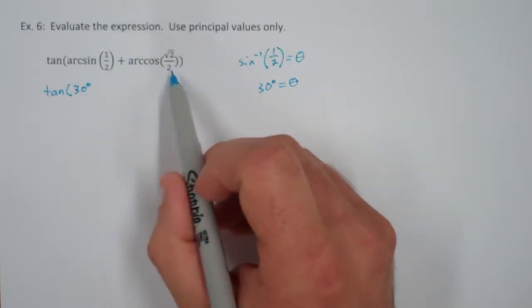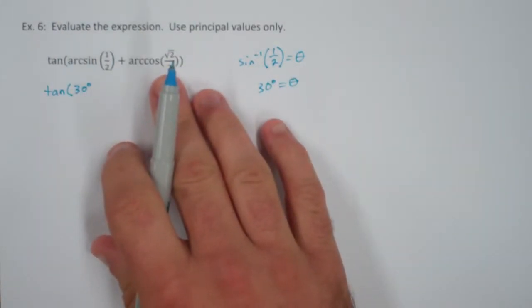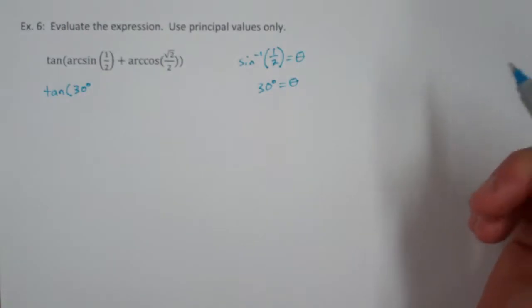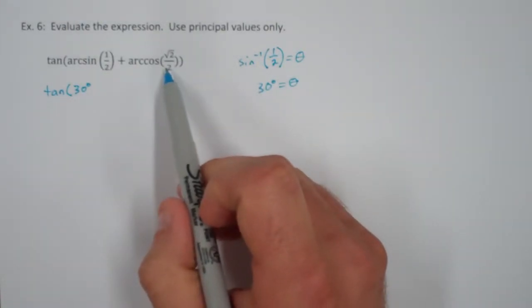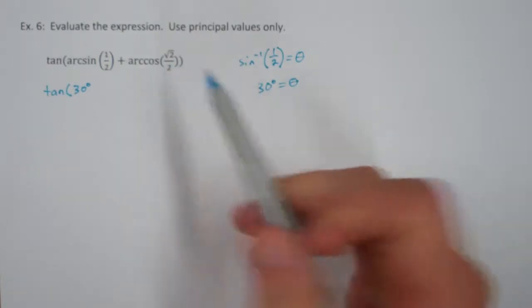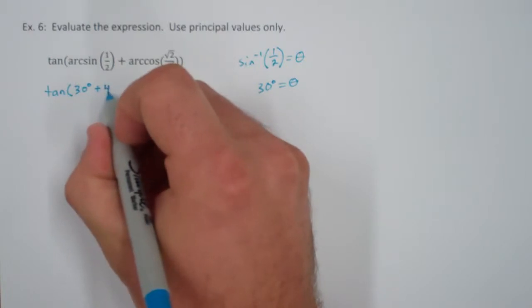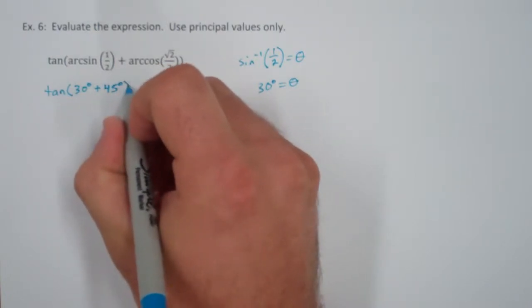arc sine or inverse sine of √2/2. And the principal values for cosine are going to be from 0 to 180. And I think this is positive, so we'll be in quadrant 1 again. And if memory serves me right, the cosine of 45 degrees is √2/2. So there's our 45 degrees.